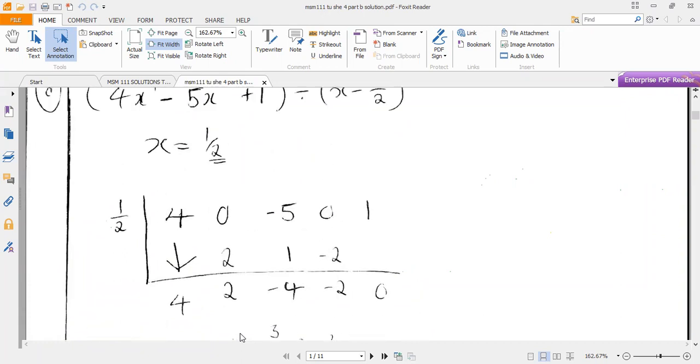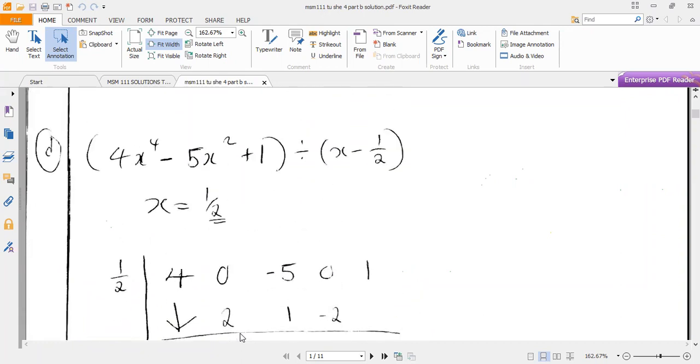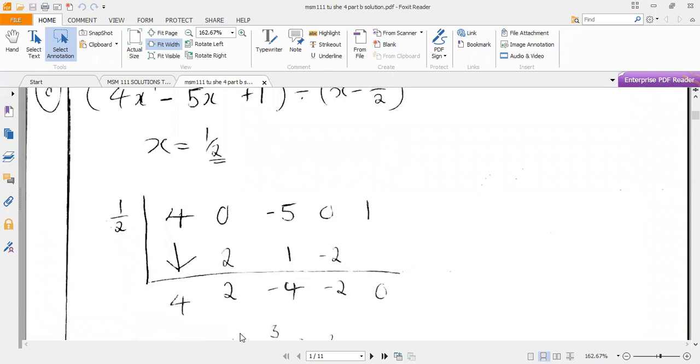For this part, it's synthetic division. I will skip it. If you have challenges, I'll send the solutions. Don't worry, I'll skip this part because it's the same concept.